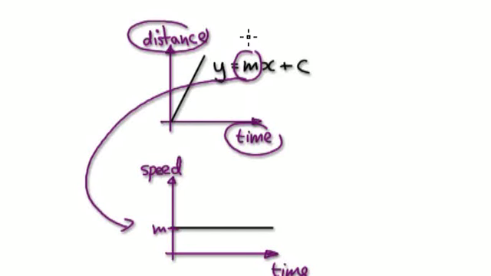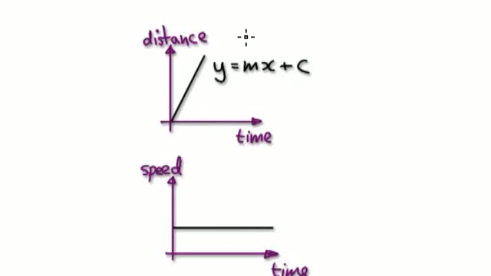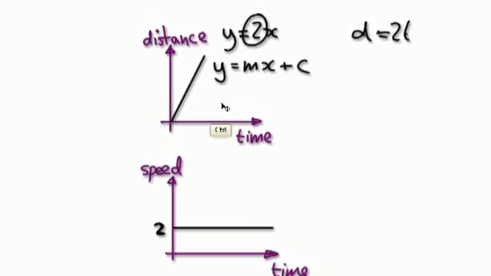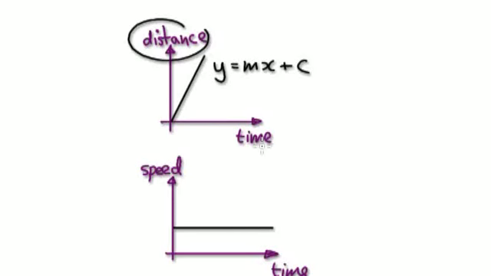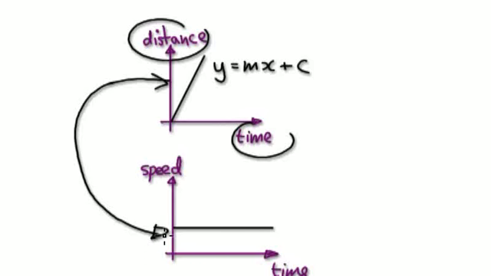So in our case earlier, the gradient was 3, which means the speed was 3. This was for the first example. In the second example, it was y equals 2x, or you can say d equals 2t. The distance was given by this. Now the gradient is 2. So that means the speed is 2. My point is that when you are given a distance time graph, the gradient of this represents the speed.